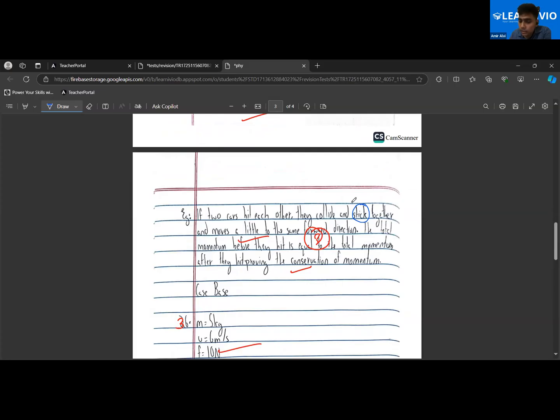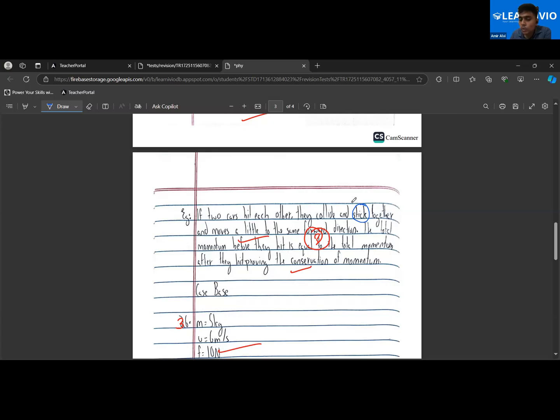There is also a chance that after the collision, the velocity of both the cars will change. So you have written one case, but there might be another case. If you just write one case, there is a chance that the teacher will deduct your marks.